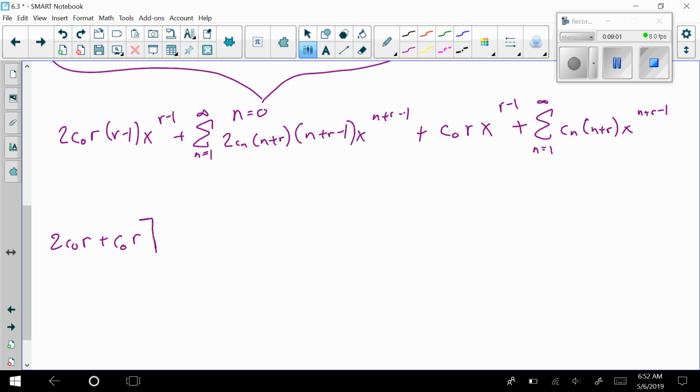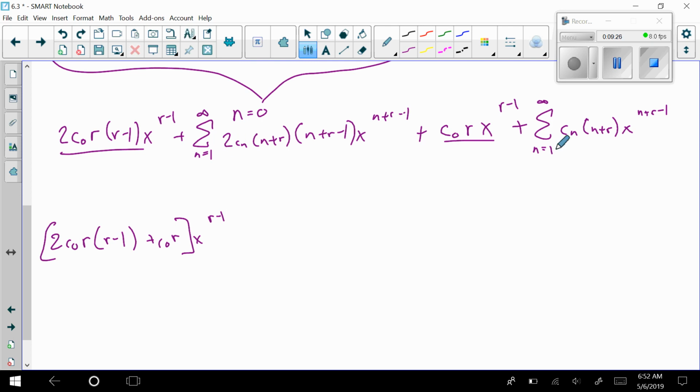And I've already forgotten, I also forgot this r minus 1, and then it would be plus c naught r, and those both have x to the r minus 1. All I've dealt with so far is this term and this term.